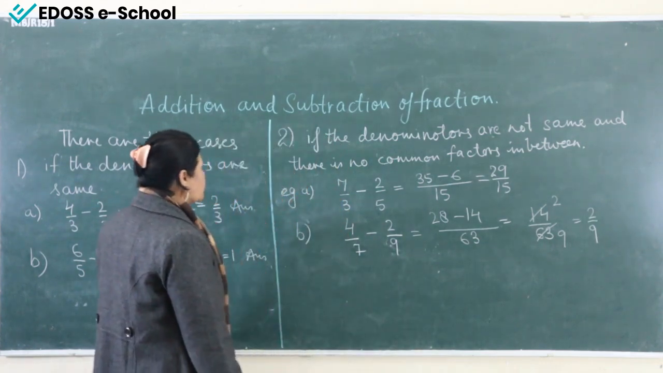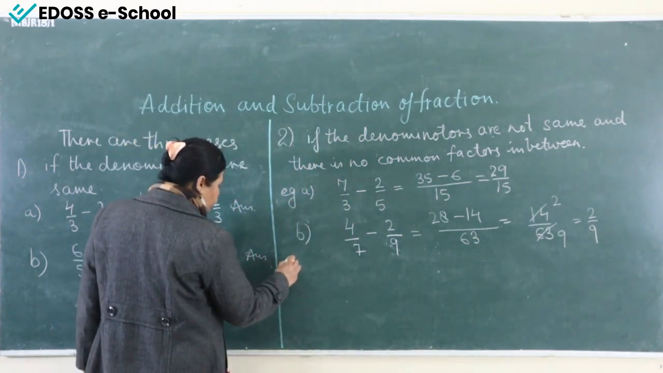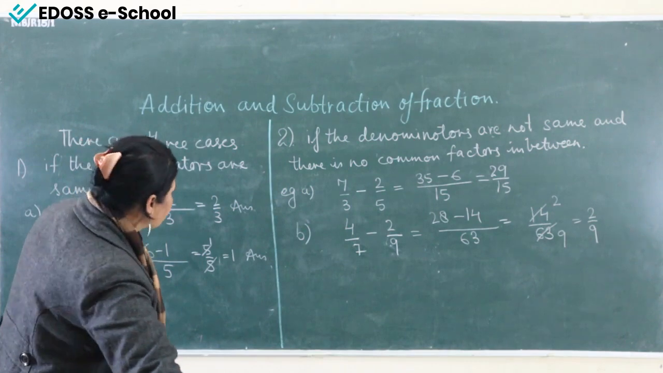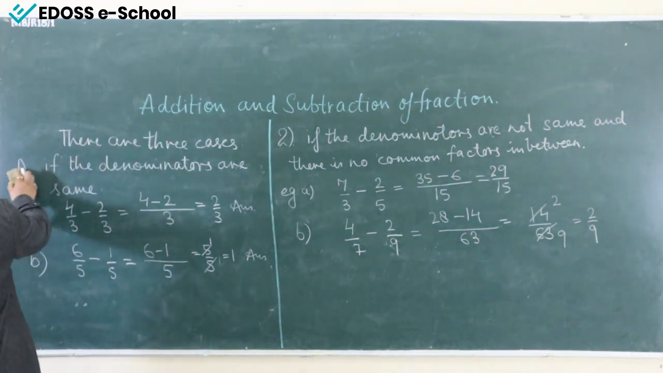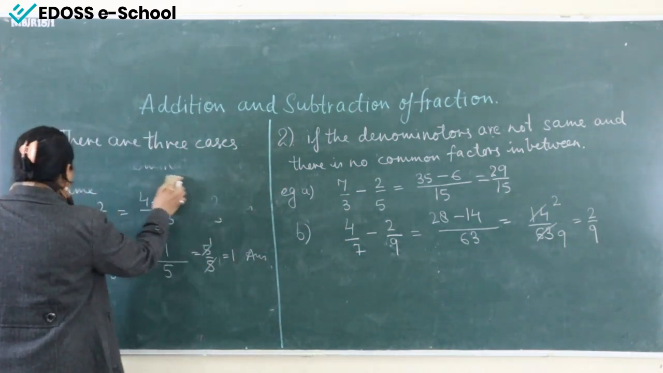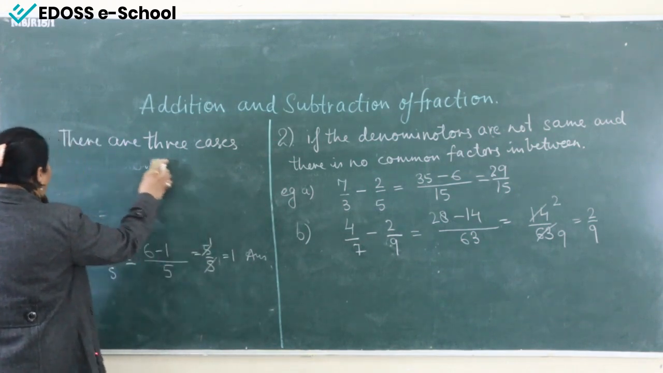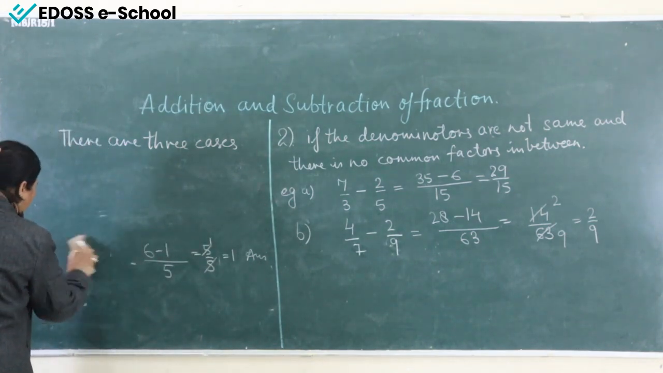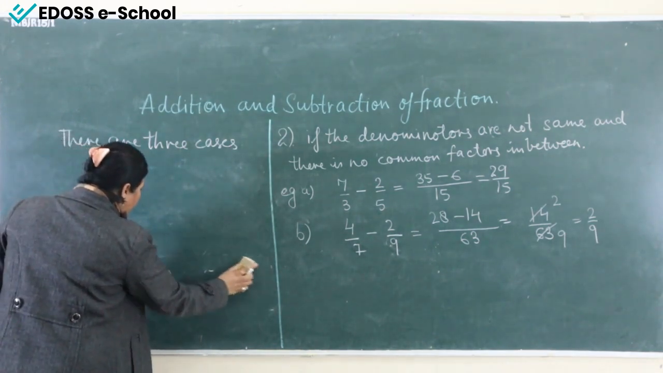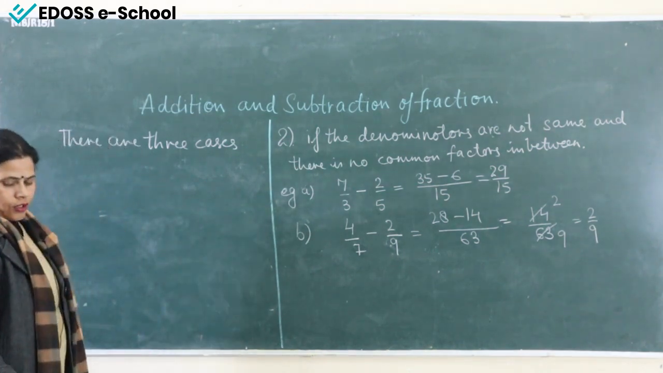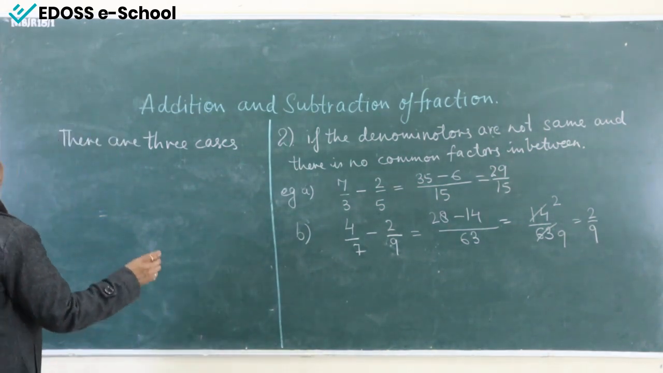Now come to the next, my third case. And my third case, again I am writing here, is if the denominators are not the same but there is a common factor in between. So what you will do in this? Here you will take an example.